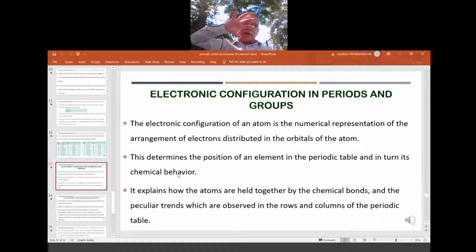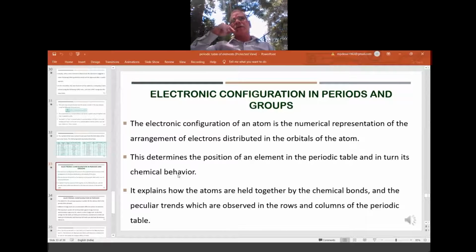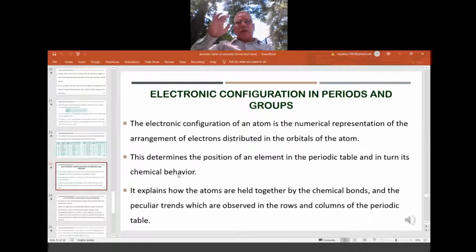Different boys, different girls, or different students have some pattern or trend in behavior, in approach, the way they walk, the way they speak. In the same way, here also, by knowing the electronic configuration, elements follow some trend. Those trends we'll study later, and they can be studied easily once you know the electronic configuration in the group as well as in the period.